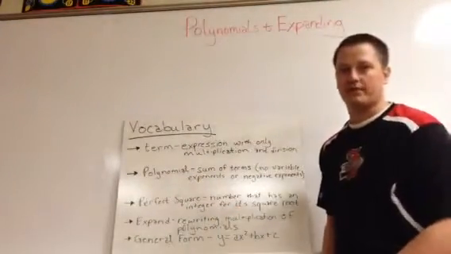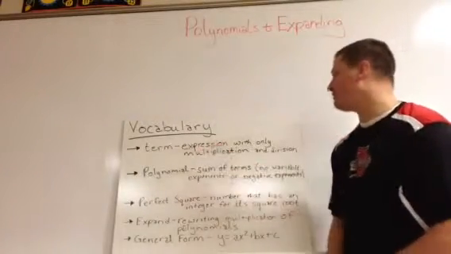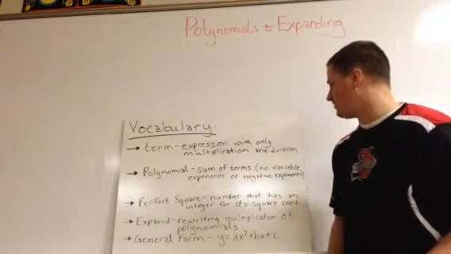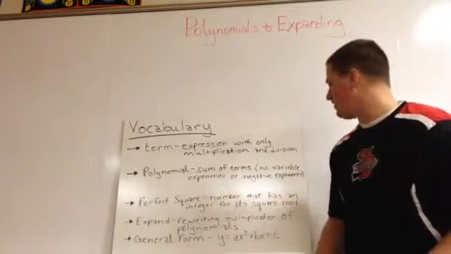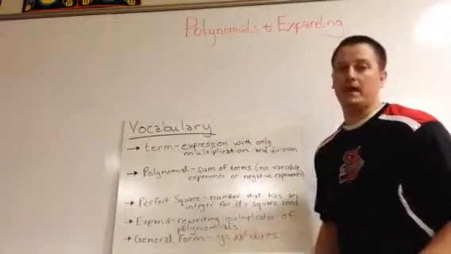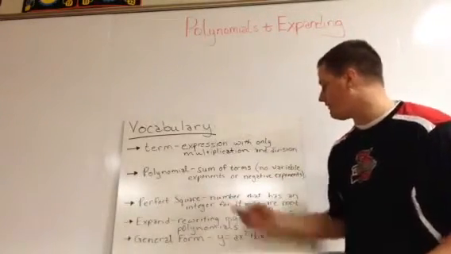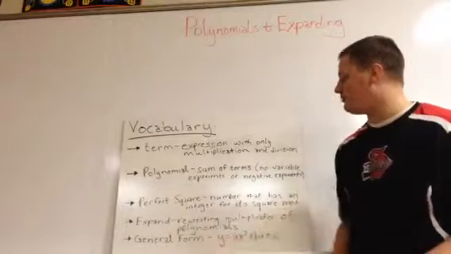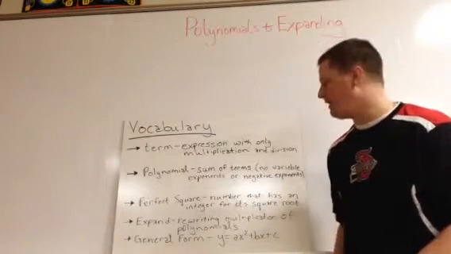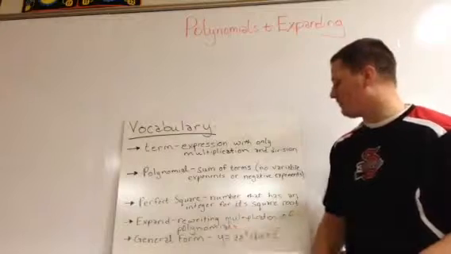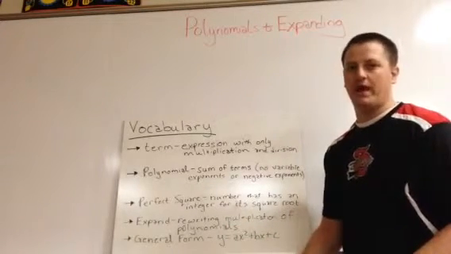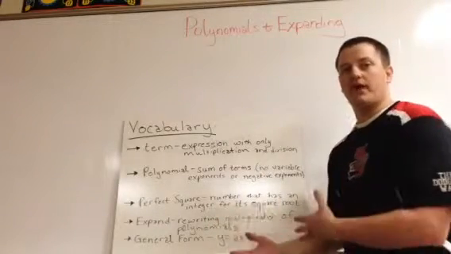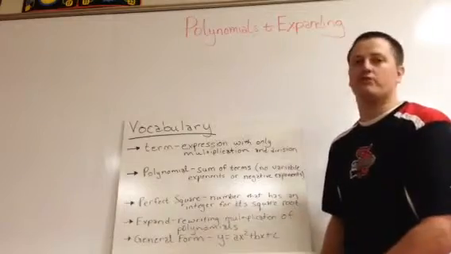Our vocabulary for this lesson is a term, which is an expression with only multiplication and division. Polynomial, the sum of terms. No variable exponents or negative exponents are allowed in polynomials. A perfect square, a number that has an integer for its square root. To expand means to rewrite multiplication of polynomials. And general form, which is the form of a quadratic written y equals ax squared plus bx plus c. This is the idea of expanding, to take vertex form and turn it into general form.